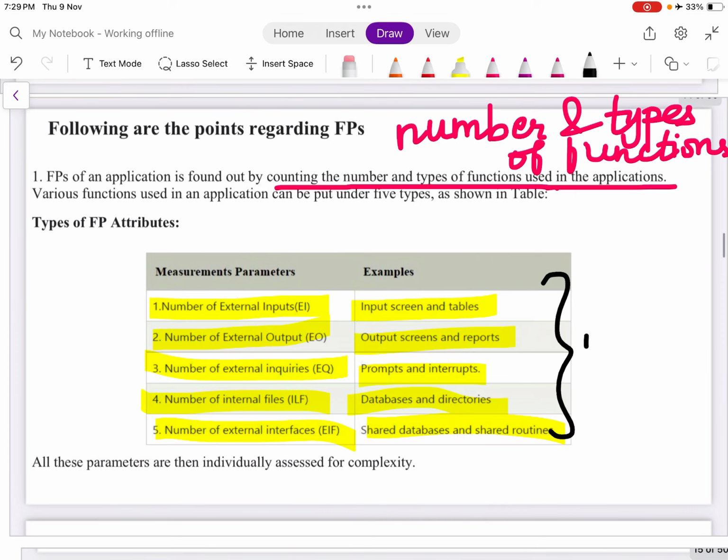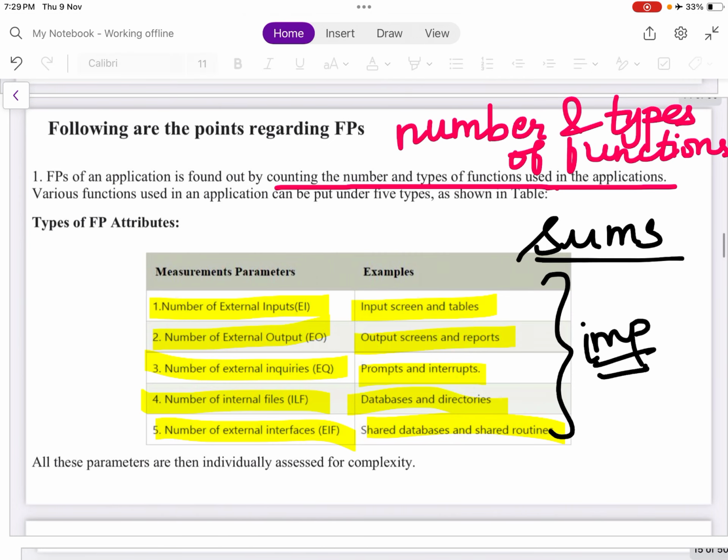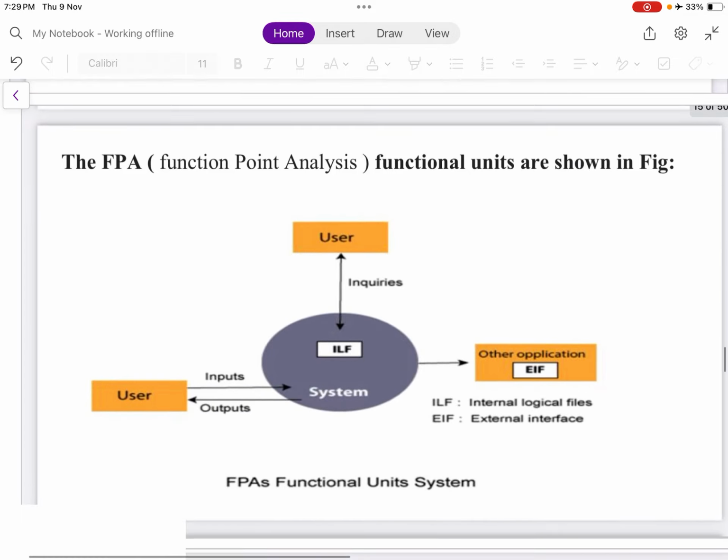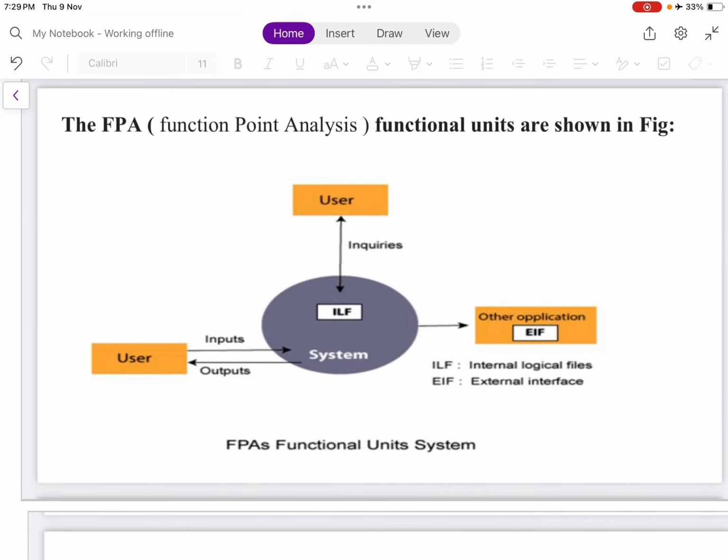So this table is very important. What is asked using this table? Sums or problems are asked with the help of this table. All these parameters are then individually assessed for complexity. The function point analysis functional units are shown in the figure.